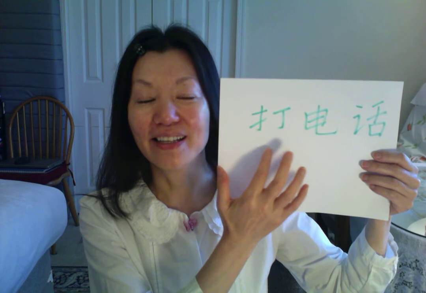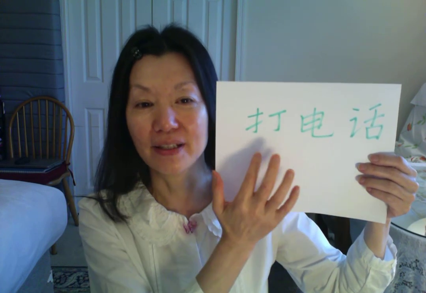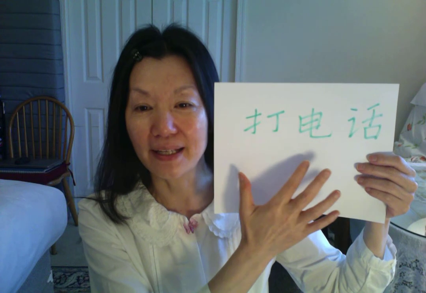打电话, okay, that's the character 打 by itself. The meaning is to hit. 打 for a person, to hit that person, another person. 打 for things can be play or make something. 打球, play the ball, right? 电话 is telephone. 打电话, hit a telephone? No, make a telephone. Play a telephone? No, not play the telephone. 打电话, in that case, is make a phone call.